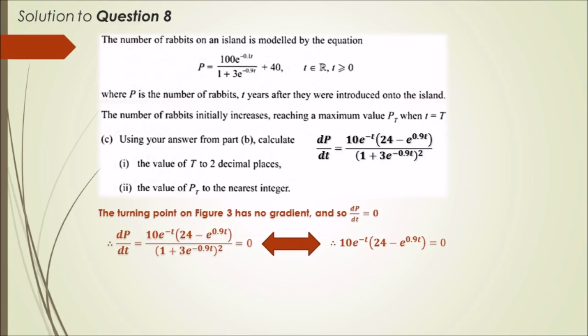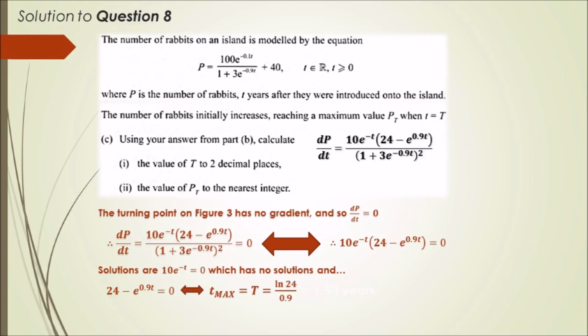The first solution, 10e to the power minus t equals 0, is no solution, of course, because taking logs, you can't have the log of 0. Ignoring that, taking the second solution, 24 minus e to the power 0.9t equals 0, doing some quick algebra, adding the exponential across, then taking logs and dividing by 0.9, should give us ln 24 over 0.9. And friends, this should give you 3.53 years. Plugging the value of t into the original p equation should finally give us roughly 102.